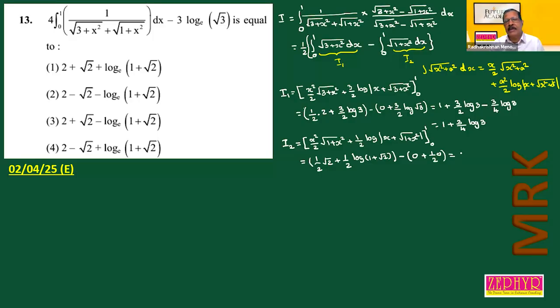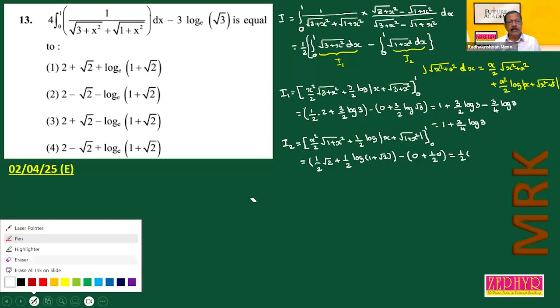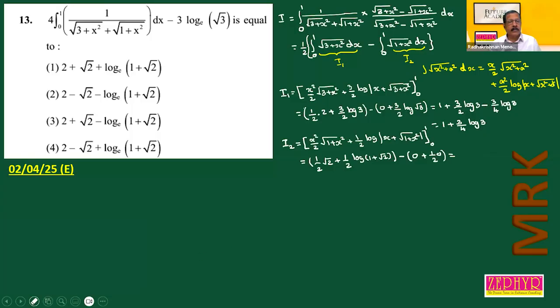Or you can take 1 by 2 common. 1 by 2 into, or 1 by root 2 plus 1 by 2 log 1 plus root 2. Even though integration part is easy, the simplification part is little lengthy. That's all. Now we have to find out.